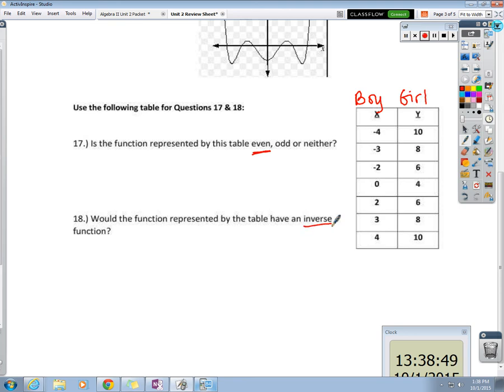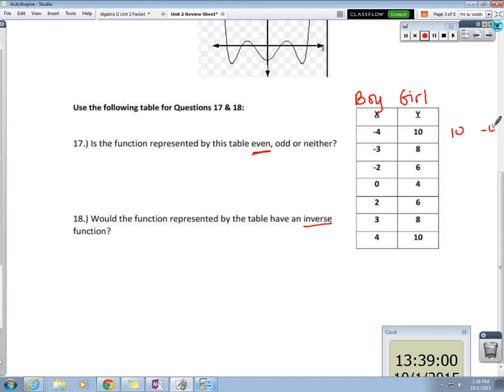But if you take the inverse of that table, won't the girls now become the x values? Okay? So we basically change it around and it would be 10, -4, 8, -3. Because remember, when you find the inverse, you just switch the x and the y's. So now when you look at it, do you have cheaters? Yes. How many cheaters? 3. This one was the only one that didn't cheat. Everybody else cheated. 10 cheated, 6 cheated, 8 cheated. So the inverse is not a function. The original one was a function, but when you do the inverse of it, when you switch all the x's and y's, it's no longer a function.